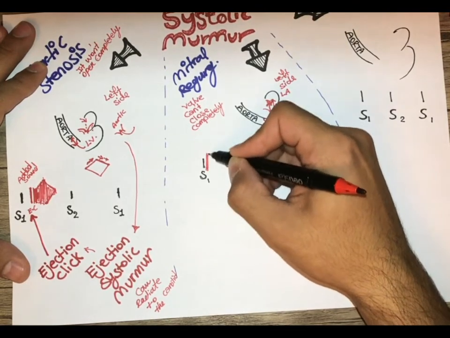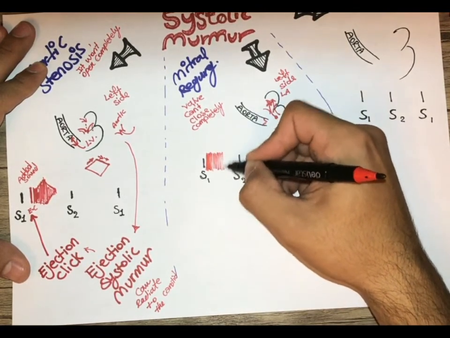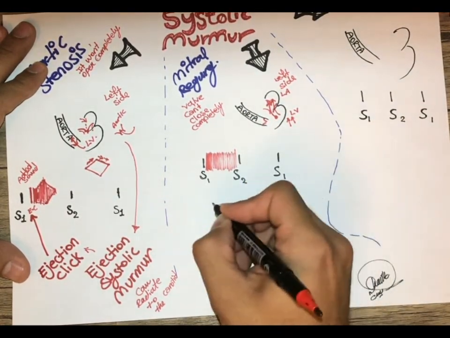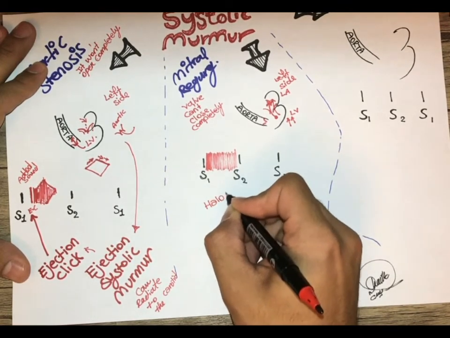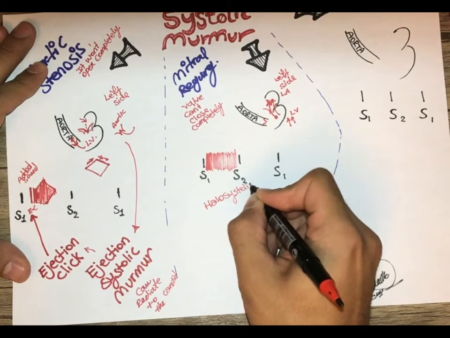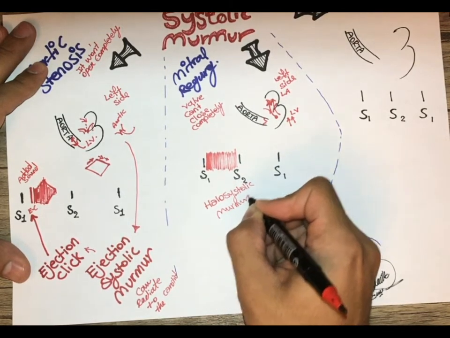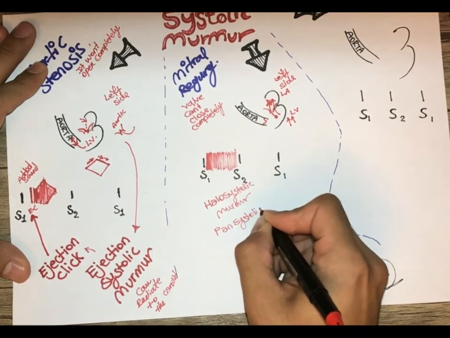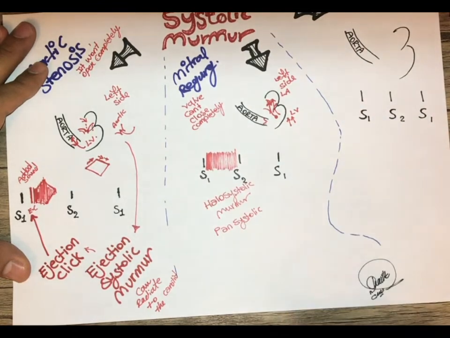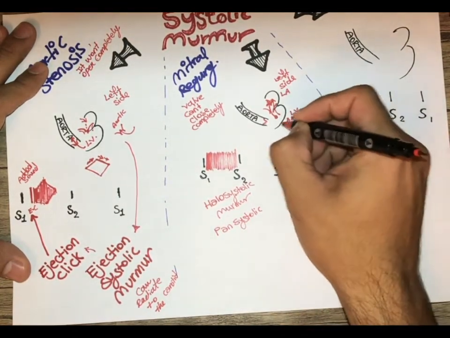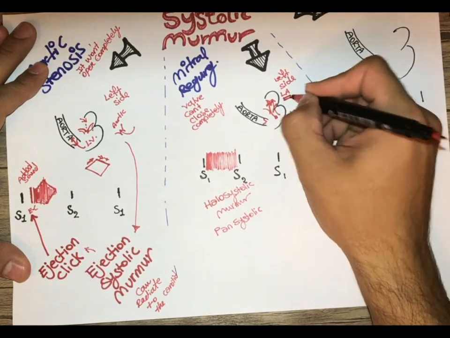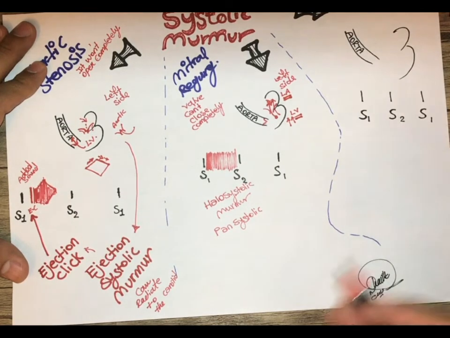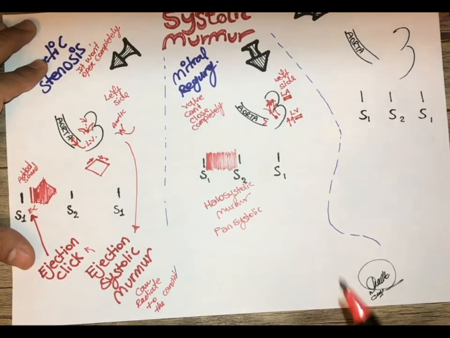Let's see. So what's this? This is a holosystolic murmur, or a pansystolic murmur. So what is the idea of this? The idea is that the blood will pass again from the left ventricle to the left atria, because the mitral valve will not close completely due to a problem. So this is a case of mitral regurgitation.